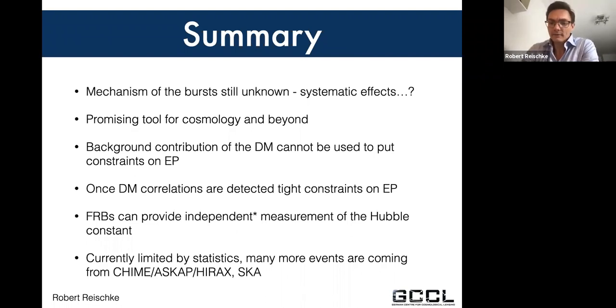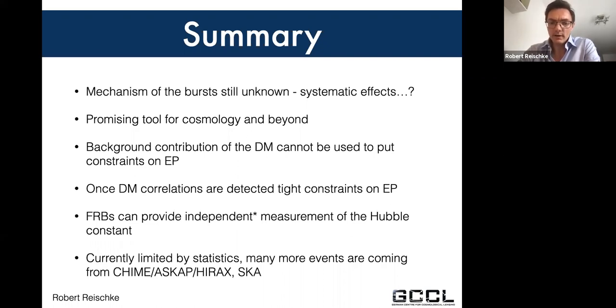And then in the last part, I talked about measuring the Hubble constant with FRBs, and this can provide an independent measurement. I put an asterisk here because you still need the BBN prior, so it's not an entirely late-time measurement, but it also uses some information from early times. But you can measure the Hubble constant also with these things.